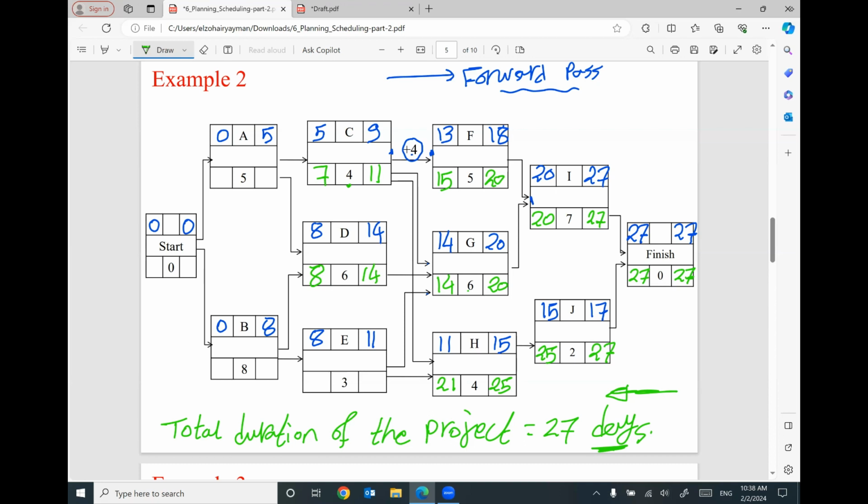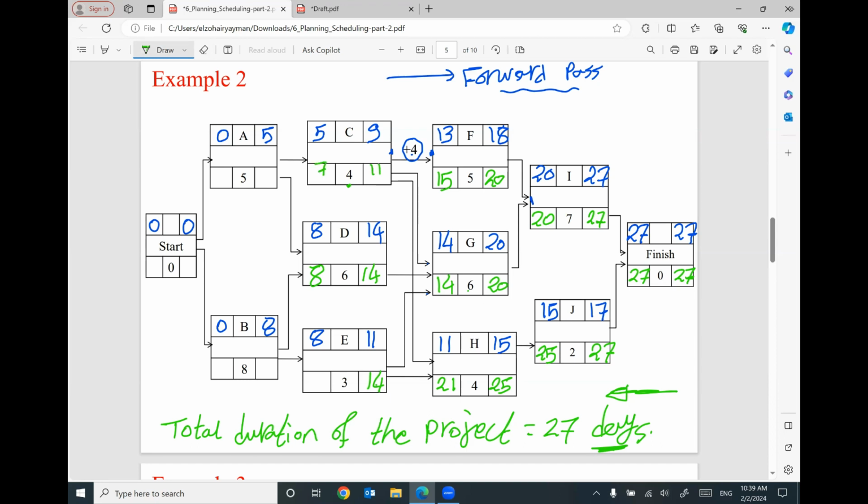For activity E, we have two arrows coming back. This one will give you 21. This one will give you 14. I'm going to use the smallest number, 14. I think I have an error here. We have here 11, and this one is 7.